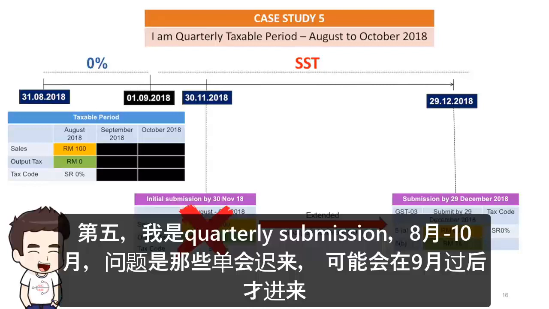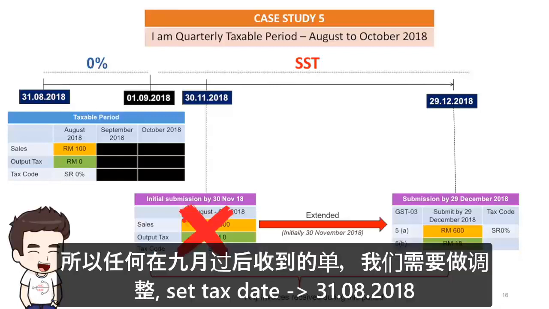Case study number 5. So we are under this taxable period. Now the problem is the invoices may not come in as we wish. Sometimes these invoices can come in after September until December. So whatever invoices we receive during this period, we will have to adjust back to August 2018. Set your tax date whenever necessary.